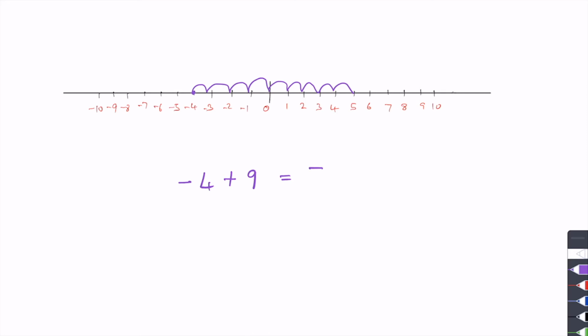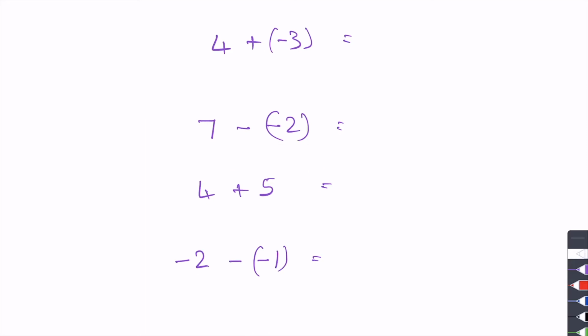The answer is 5. Okay, let's have a look at these questions. So in the first case, in fact I'll number these, 1, 2, 3, and 4. In number 1, we have 4 plus minus 3. The plus and the minus are next to each other, so we have to determine the winner. From our rules, we know that a positive and a negative, the winner is a negative. So here we have 4 minus 3, so the answer is just 1.